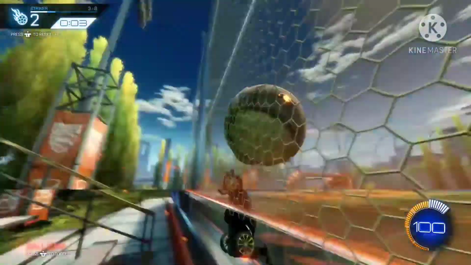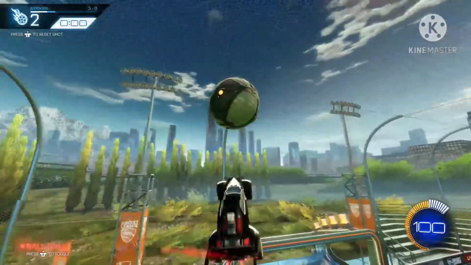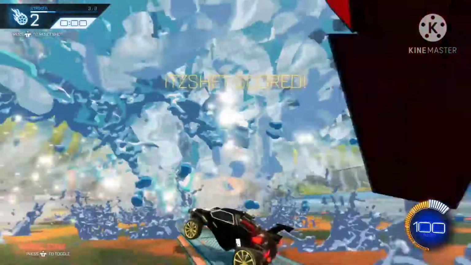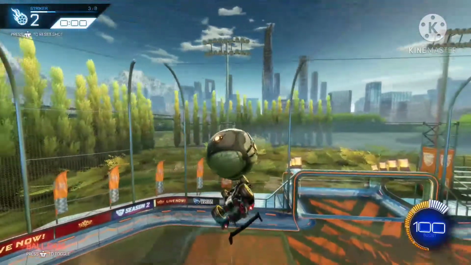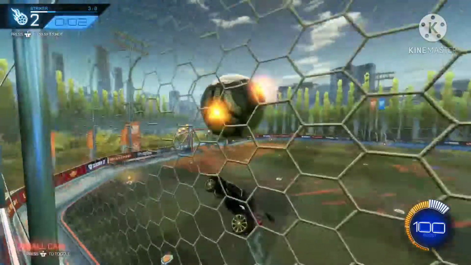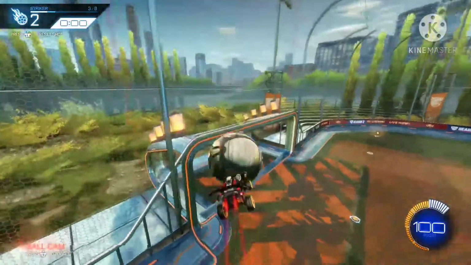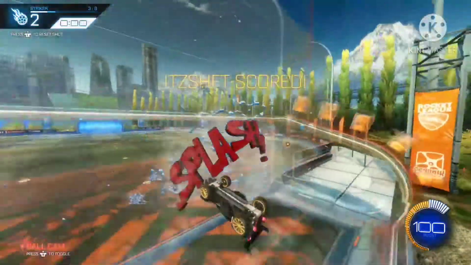Now I'm going to be talking about the pros and cons of directional air roll. One of the pros to using directional air roll is you're able to change directions while simultaneously air rolling, which I found makes doing advanced aerial mechanics easier, such as flip resets and air dribbles. And speaking of air dribbles, when using directional air roll, it feels like the ball sticks to your car, which makes it easier to carry the ball over your opponents into their net.